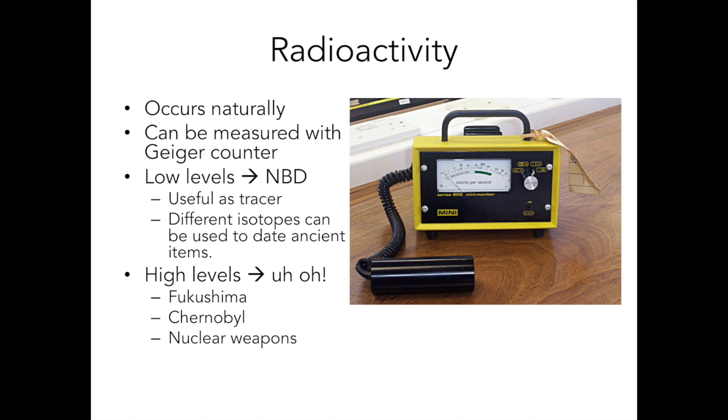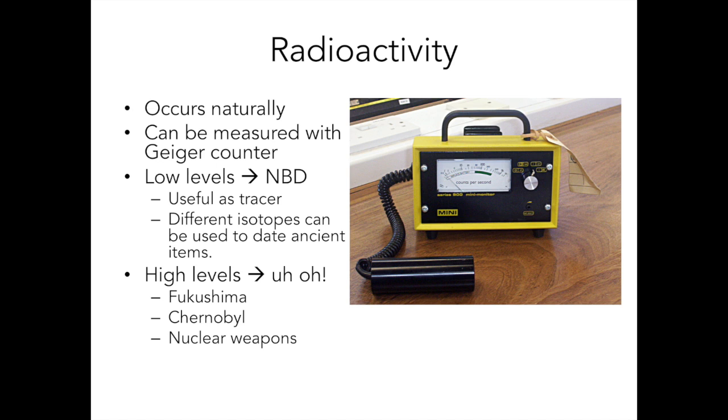We can measure radioactivity with a Geiger counter. You've probably seen a Geiger counter on TV or in the movies, and it goes clickety click, click, click. And when it clicks really fast, that means something is very highly radioactive. If it's just a few clicks, it's not very strongly radioactive. But radioactivity occurs naturally. There's radioactivity all around us right now, at low levels. And at low levels, radioactivity is not a big deal, NBD.